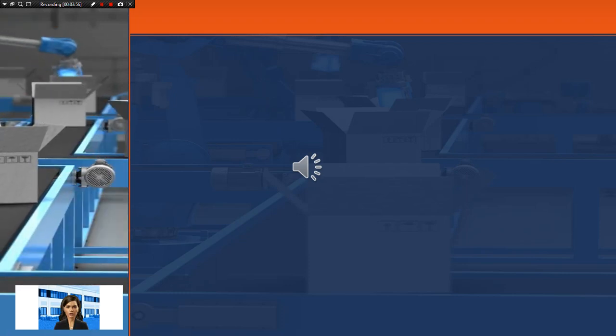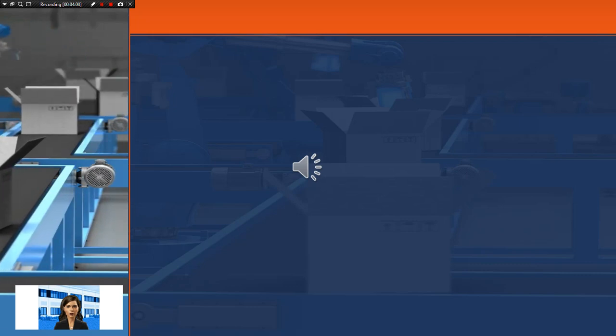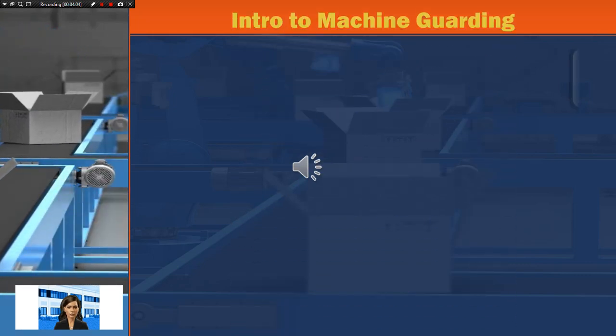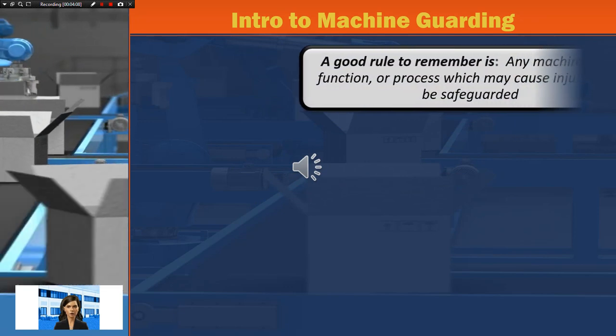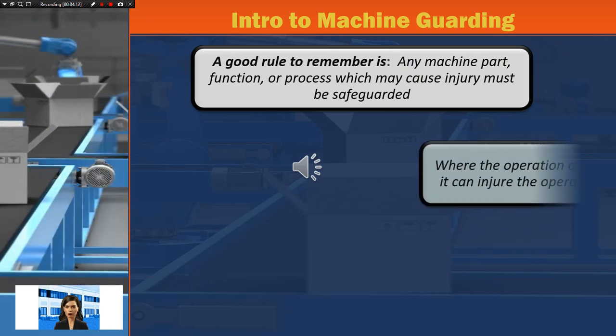Intro to Machine Guarding. A good rule to remember is, any machine part, function, or process which may cause injury must be safeguarded. Where the operation of a machine or contact with it can injure the operator or others in the vicinity, the hazards must be either eliminated or controlled.